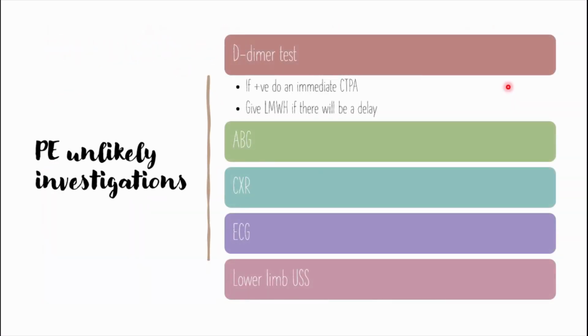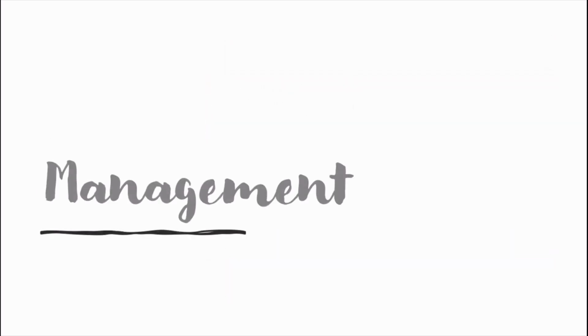If your Wells criteria score is less than or equal to 4, a PE is deemed unlikely. You should start by doing a D-dimer, and if this comes back positive, the patient should be sent for an immediate CTPA. You can then perform an ABG, chest X-ray, ECG, and lower limb ultrasound in order to investigate for a different cause for the patient's symptoms. The management of a PE is divided depending on if the patient is hemodynamically stable or unstable.